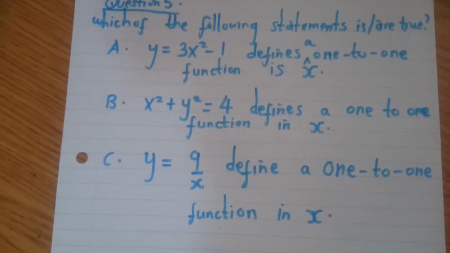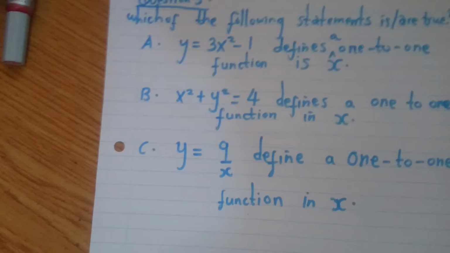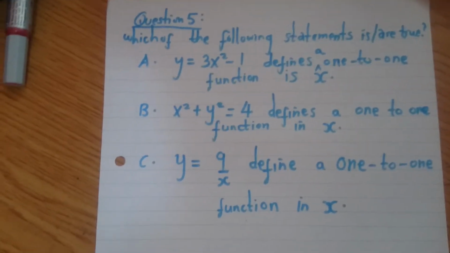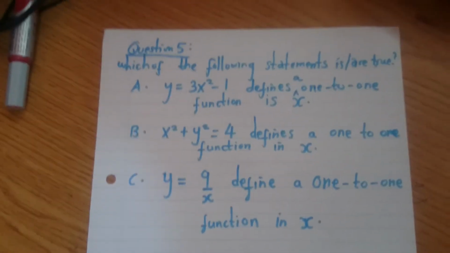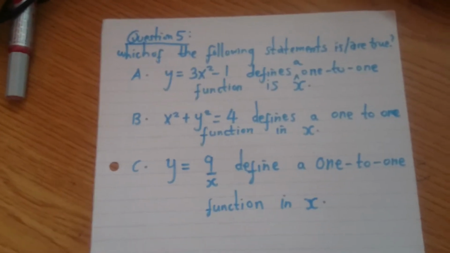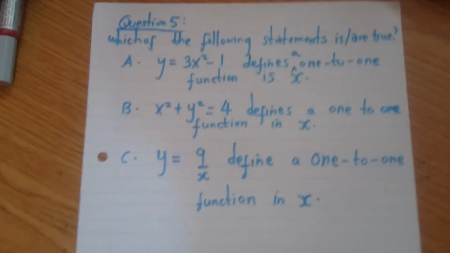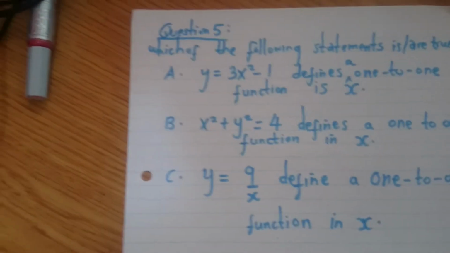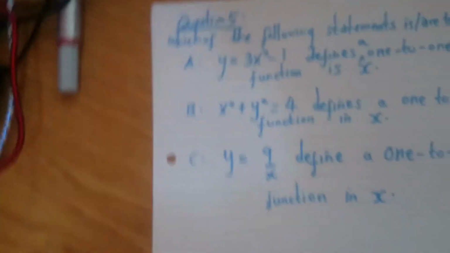Okay, for B, x squared plus y squared equals 4 defines a one-to-one function in x. The meaning is, when you draw the vertical line, the vertical line cuts at x. Okay, see, y equals 9 over x, which is a hyperbola, defines a one-to-one function in x.